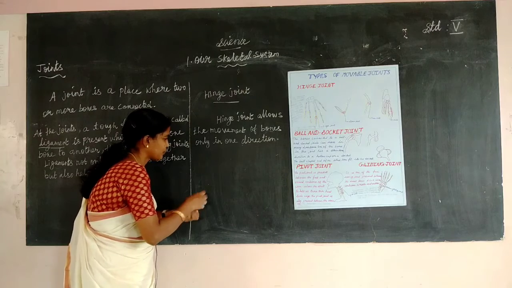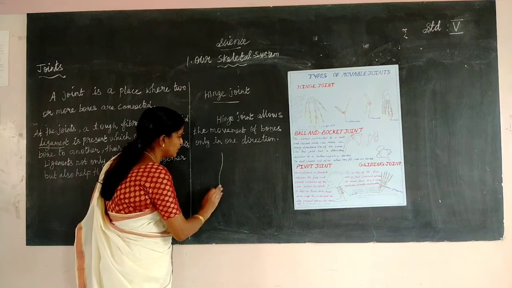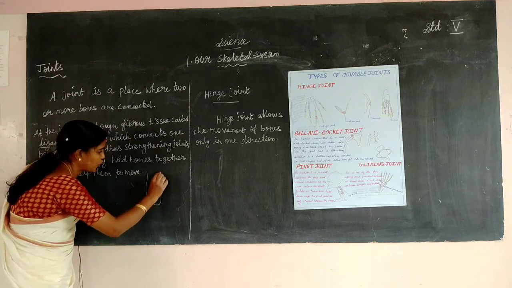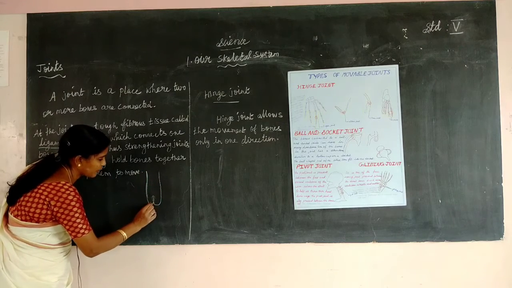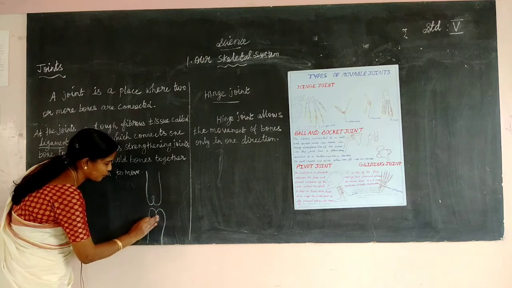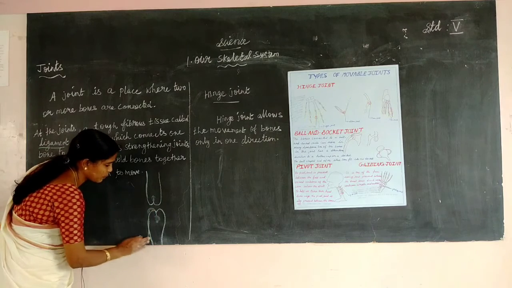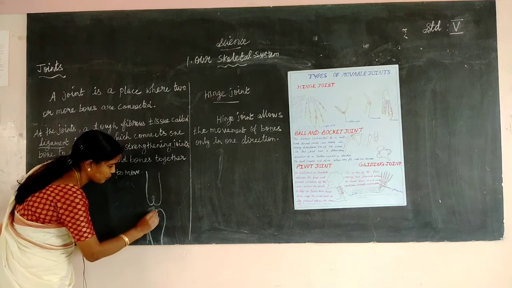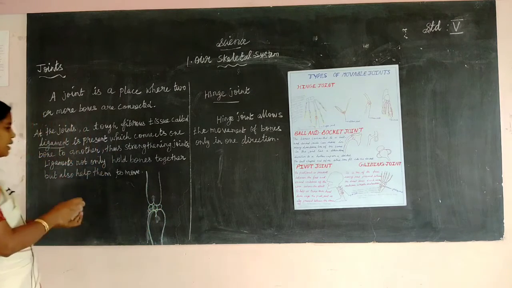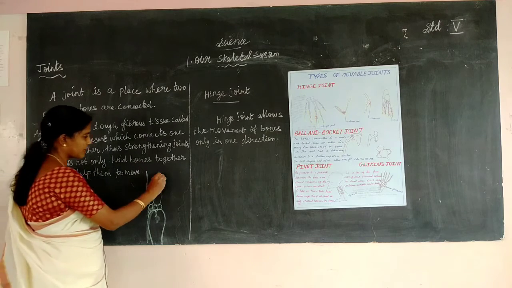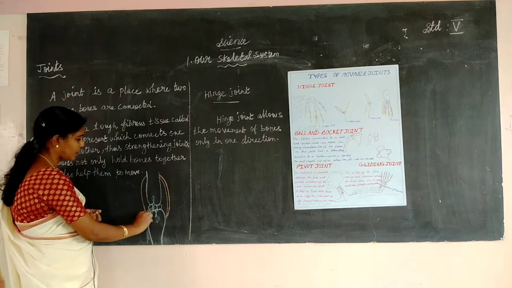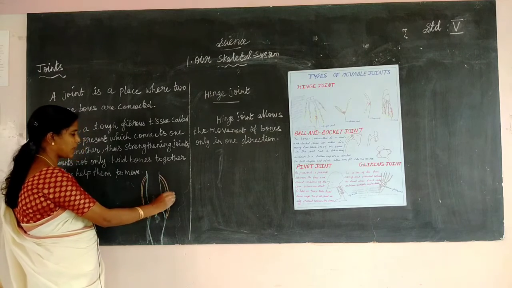The two bones are joined together. Two bone. This side also one bone. Two bones are joined together, the ligament. This one, the ligament is supported to the bone, strengthening the bone. This part is ligament.